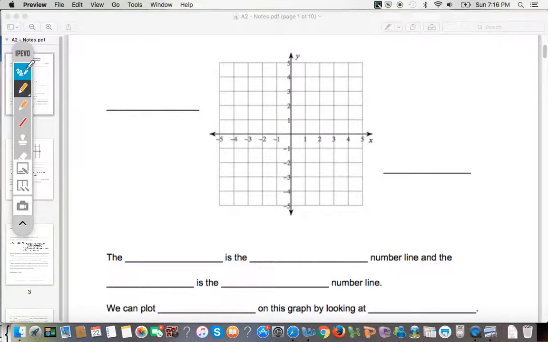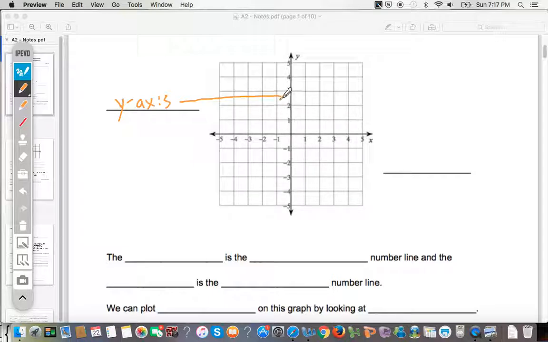Okay, so we're going to name these number lines. The vertical number line is called the y-axis. Right here, it goes all the way up here and all the way down here. And the horizontal one is the x-axis. More often than not, these number lines will actually be labeled for you. If you notice right here, there's a little y up here, and there's a little x down here.